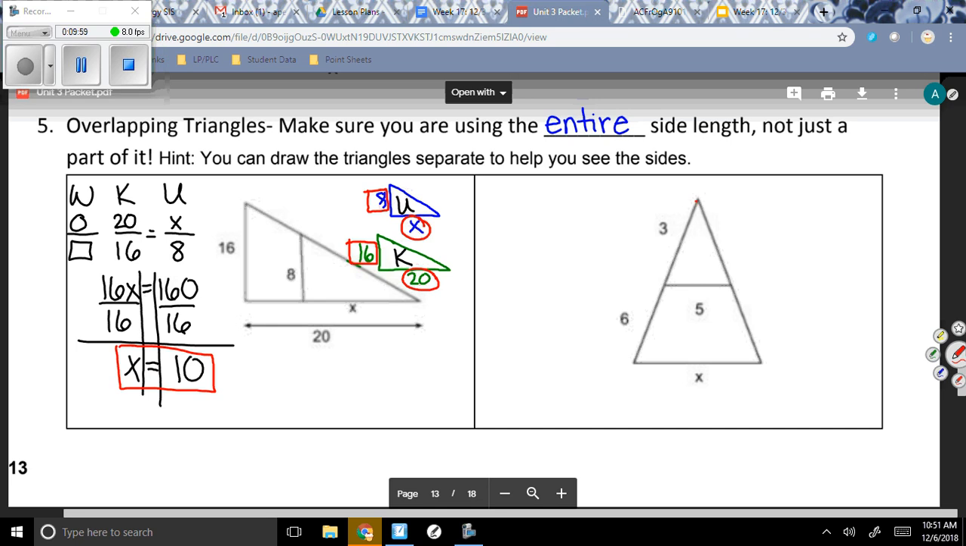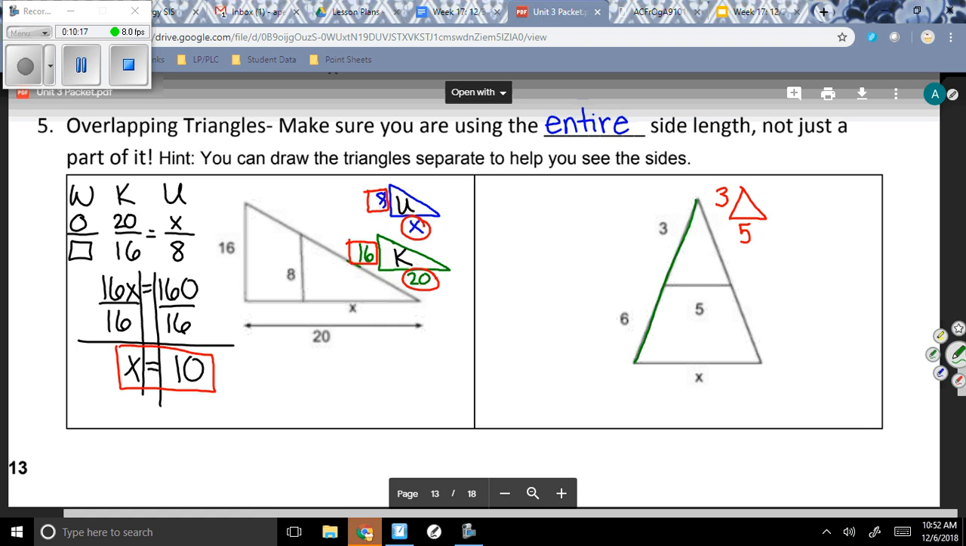Here we can see that there is a small triangle within the big triangle, so I'm going to draw that, and it has dimensions of 3 and 5. And then I'm going to look at my larger triangle. Now there's something special about this larger triangle that we need to notice.